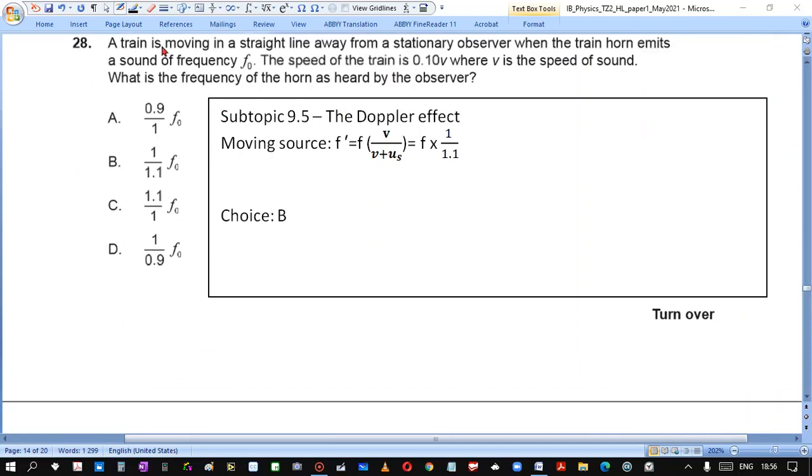Question 28. A train is moving in a straight line away from a station observer when the train horn emits a sound of frequency f0. The speed of the train is 0.10 v, where v is the speed of sound. What is the frequency of the horn as heard by the observer? So this is a moving source, and it is moving away, so the frequency should decrease by the relative increase of speed, the relative speed of observer and train. So we use 0.1 plus 1 over 1, so choice B.